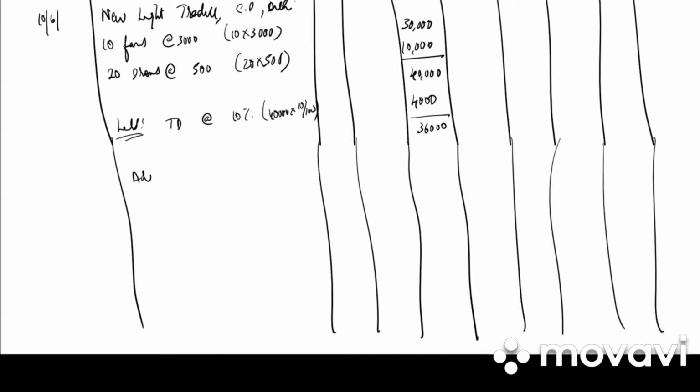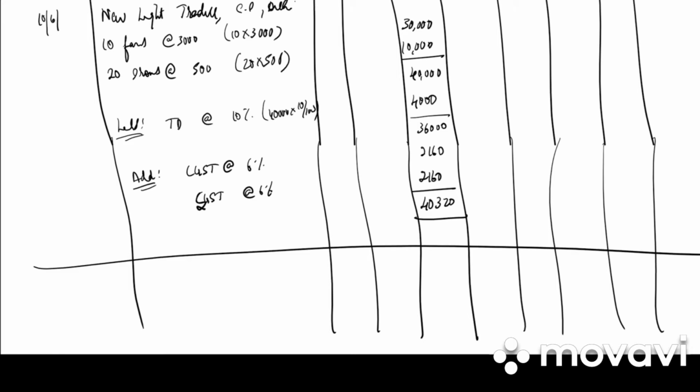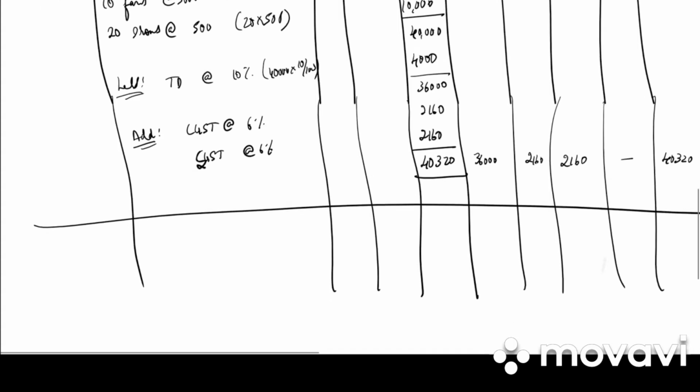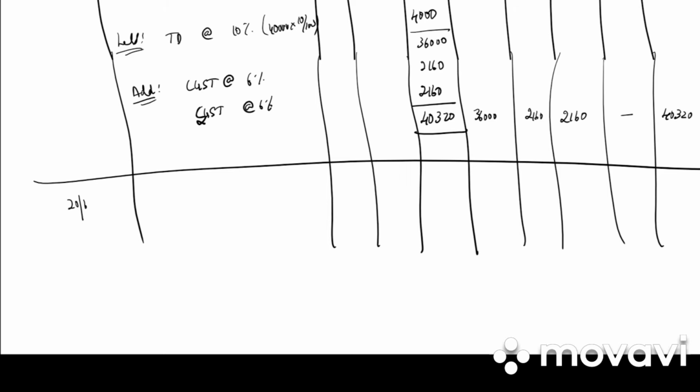Then we add CGST at 6%. So 36,000 into 6 by 100, 2,160. SGST at 6%, 2,160. What is the total? 40,320. So under purchases column, we will write 36,000. Input CGST 2,160, SGST 2,160. Total is 40,320.